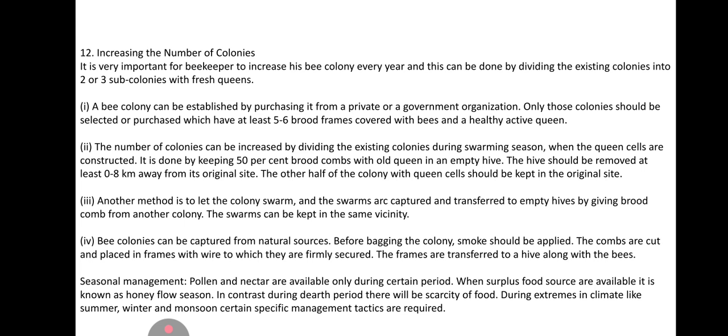The number of colonies can be increased by dividing the existing colony during swarming season when the queen cells are constructed. It is done by keeping 50% brood combs with old queen and in an empty hive.